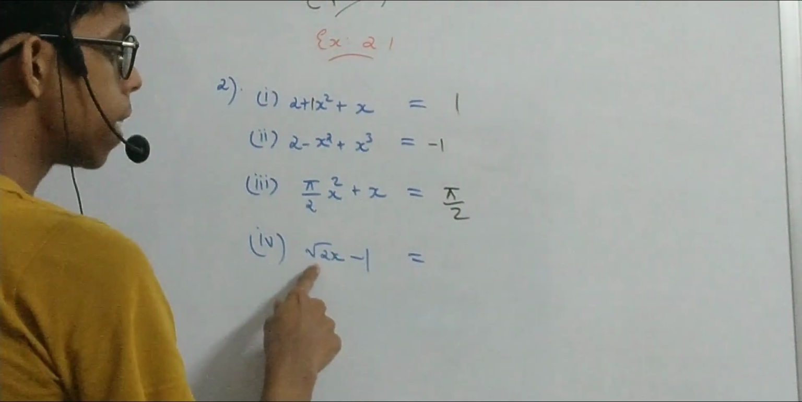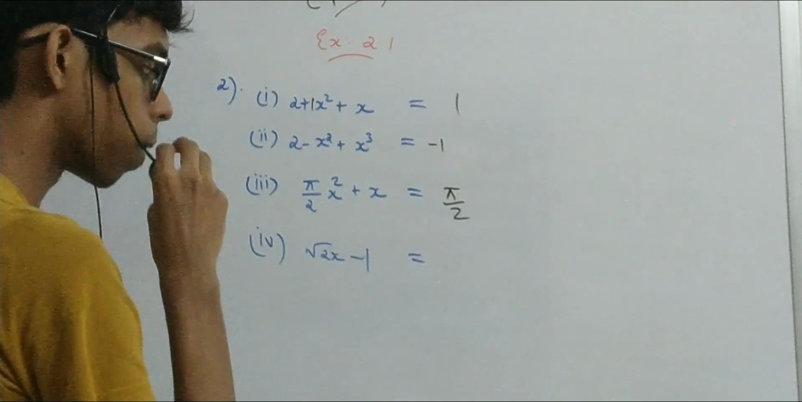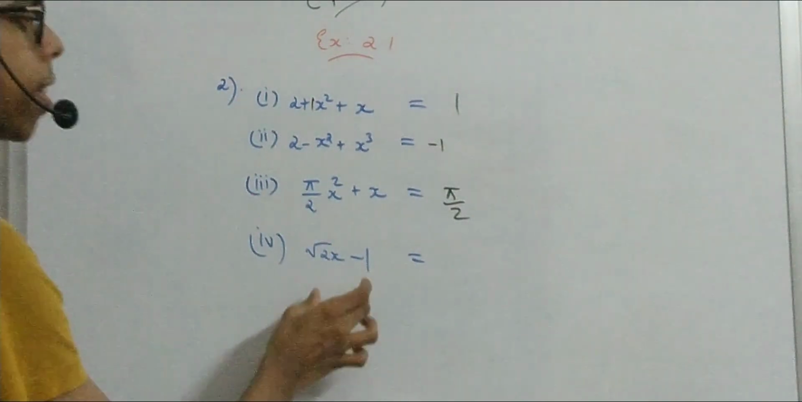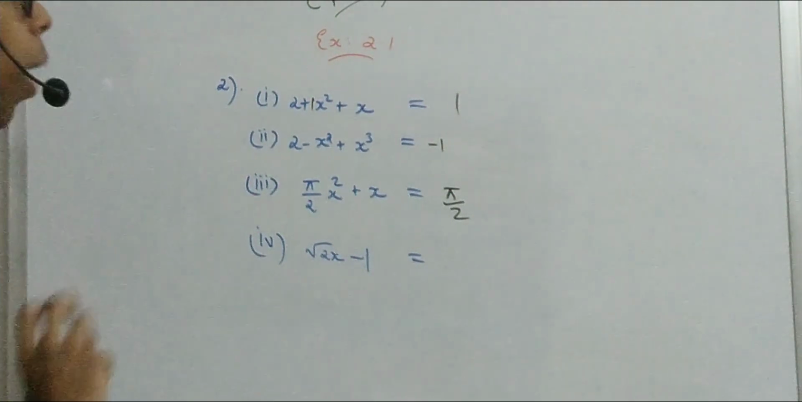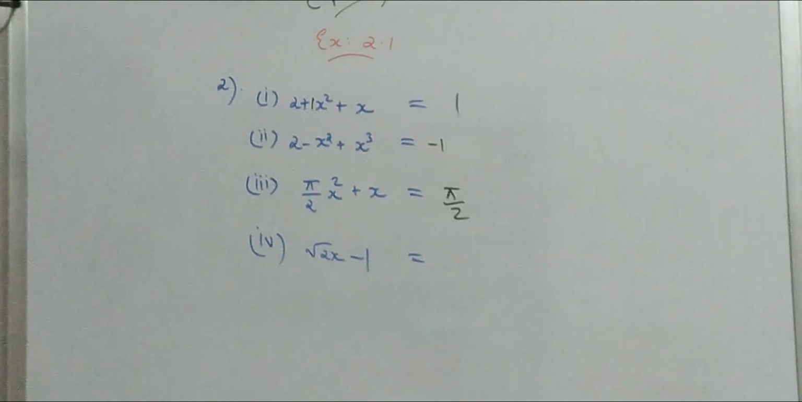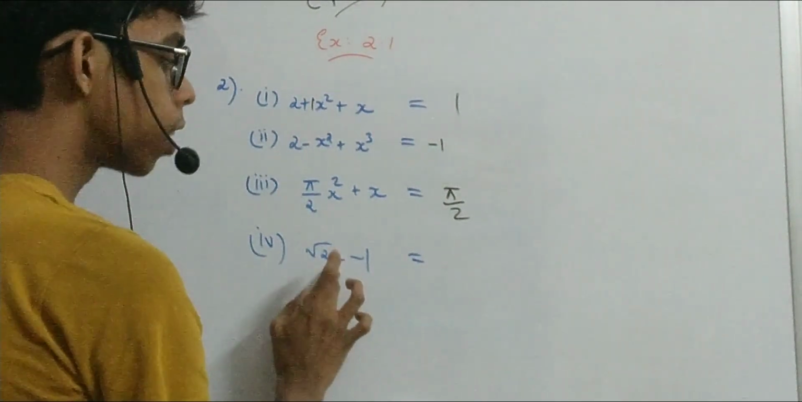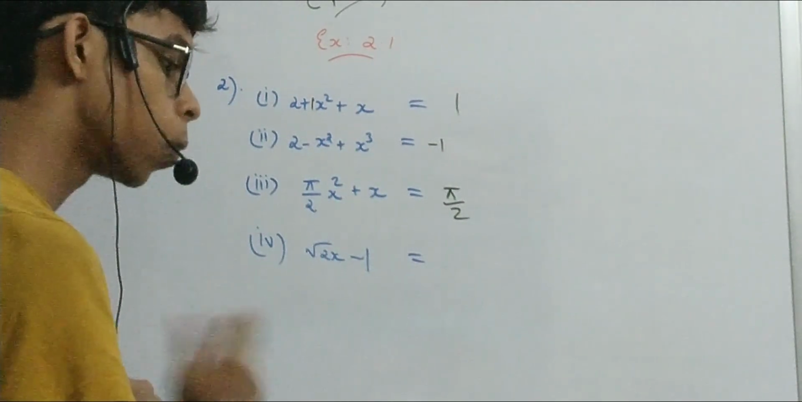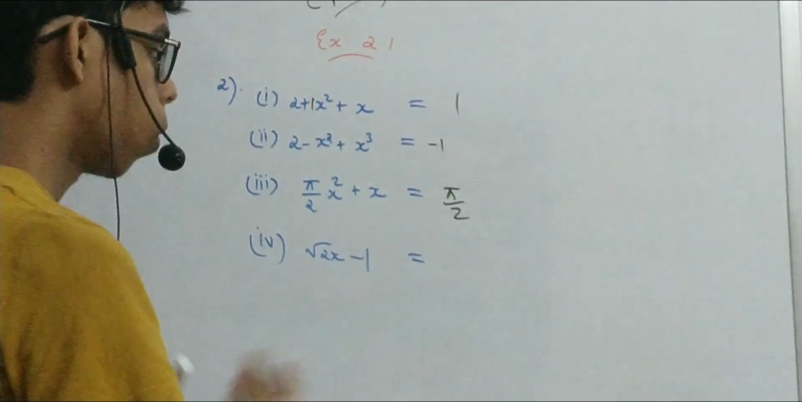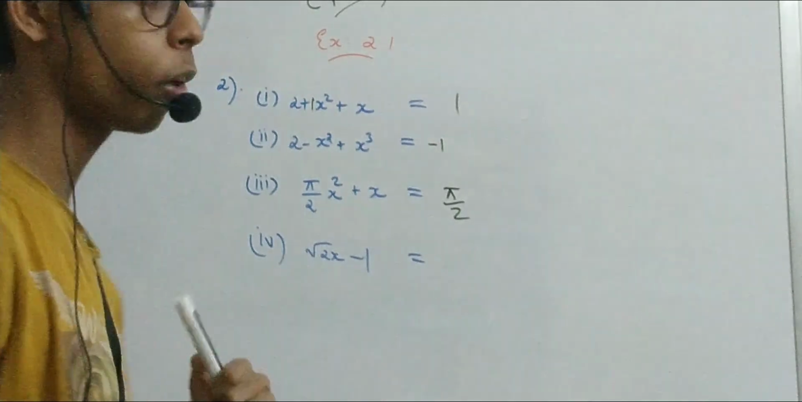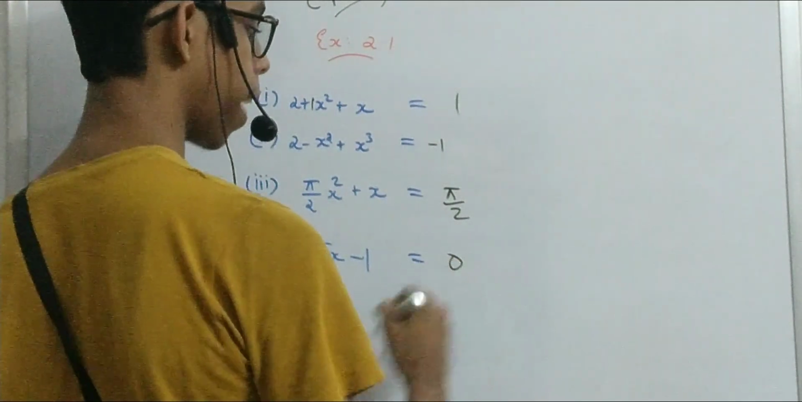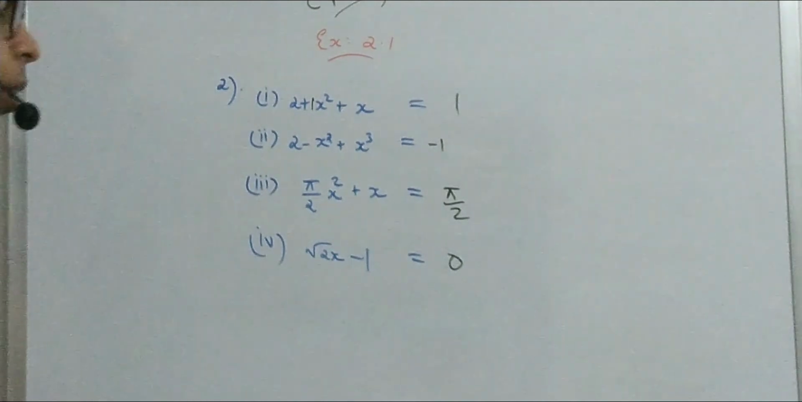Now the next one is root 2x minus 1. If you see this algebraic expression, here we can see that there is no x square term, isn't it? Here there is only an x term present. Since there is no x square term at all, we cannot determine the coefficient of that term. So definitely the coefficient of x square will be 0. Okay, I hope it is clear to you.